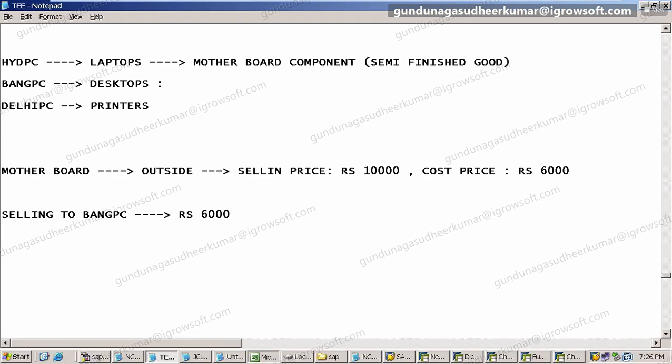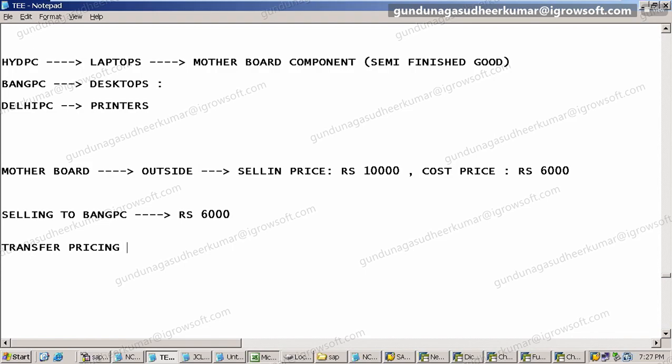So all the motherboards you are manufacturing, you are selling at cost price, then what is the hard work you have done? Zero, na? Yes, sir. If you look at it separately, then it is problematic, na? So then there is a concept called transfer pricing. Transfer pricing we call it.